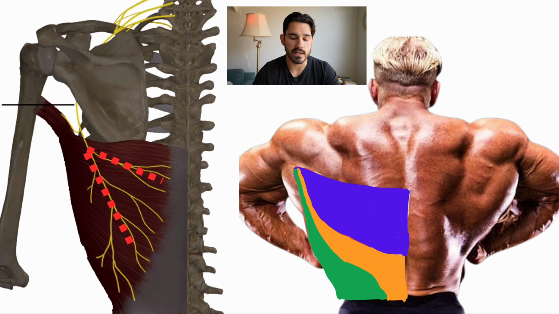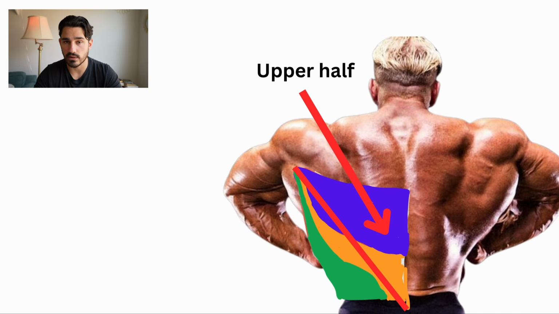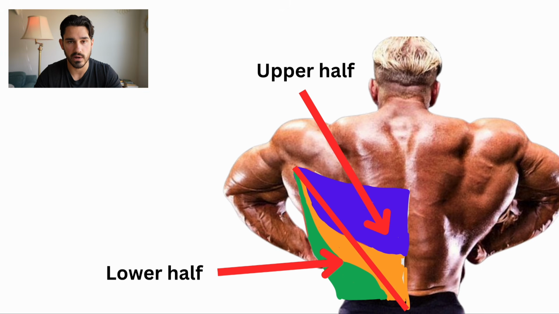And where I draw that line is somewhat arbitrary, but it seems reasonable to just draw it down the middle here and call this the upper half of the lats and this the lower half of the lats, with the upper half being composed of more horizontally oriented fibers, and the lower half being composed of more vertically oriented fibers.